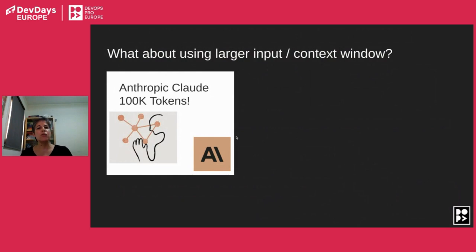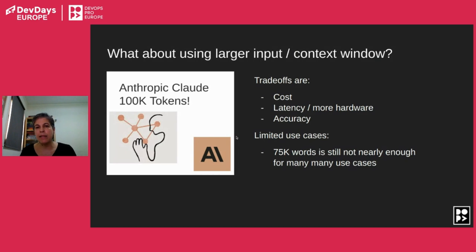Now, what about using larger input context? So as I said, Claude has 100K tokens, and there was some debate about that. My answer is that there are trade-offs. There is cost, there is latency. You will need much more hardware to process a 100K prompt than to do a vector similarity search and just give the most relevant paragraphs for the query, okay?